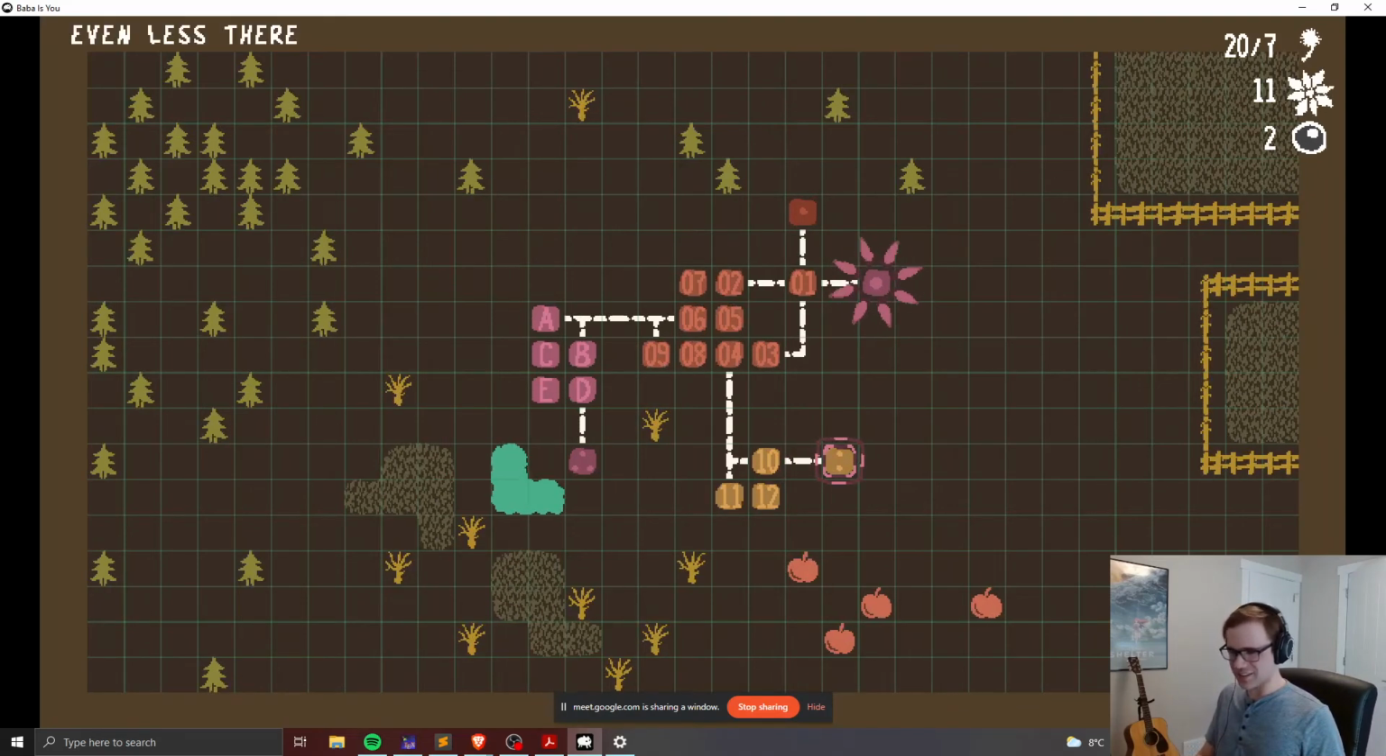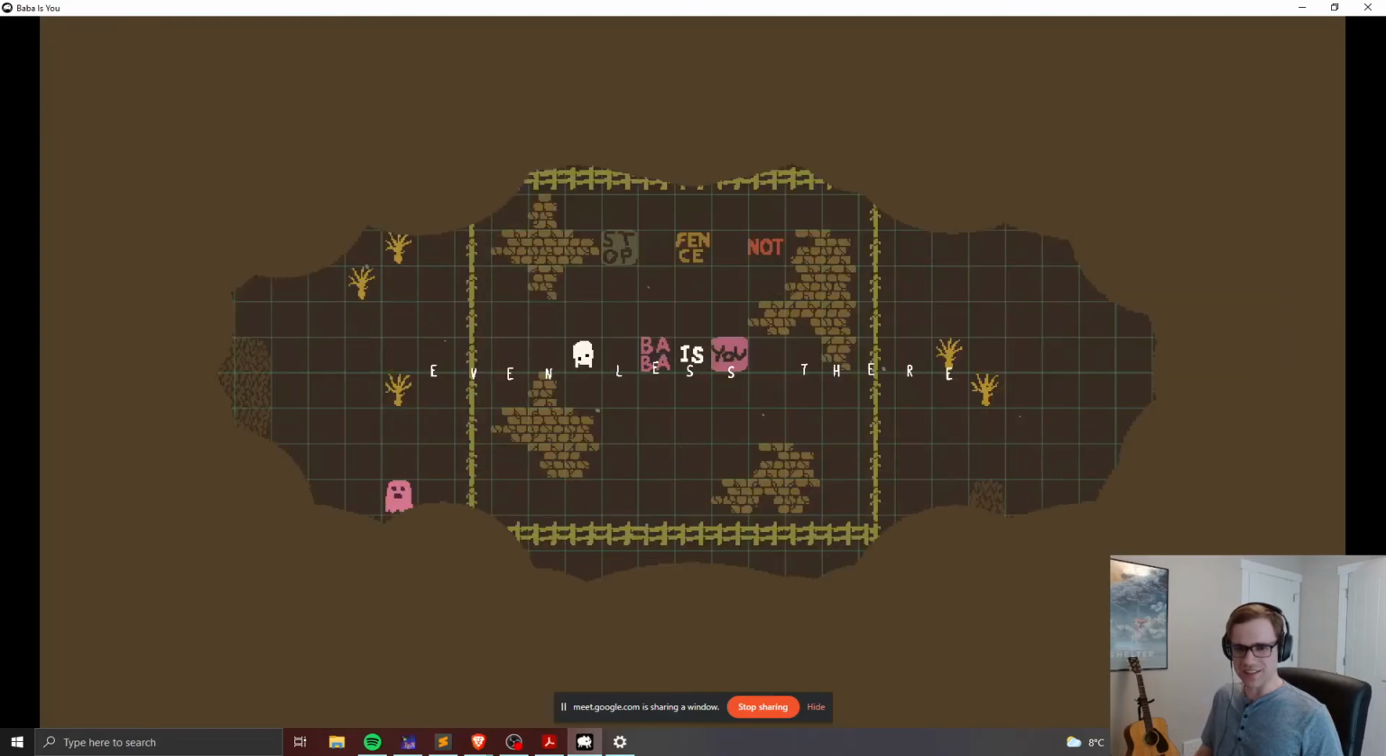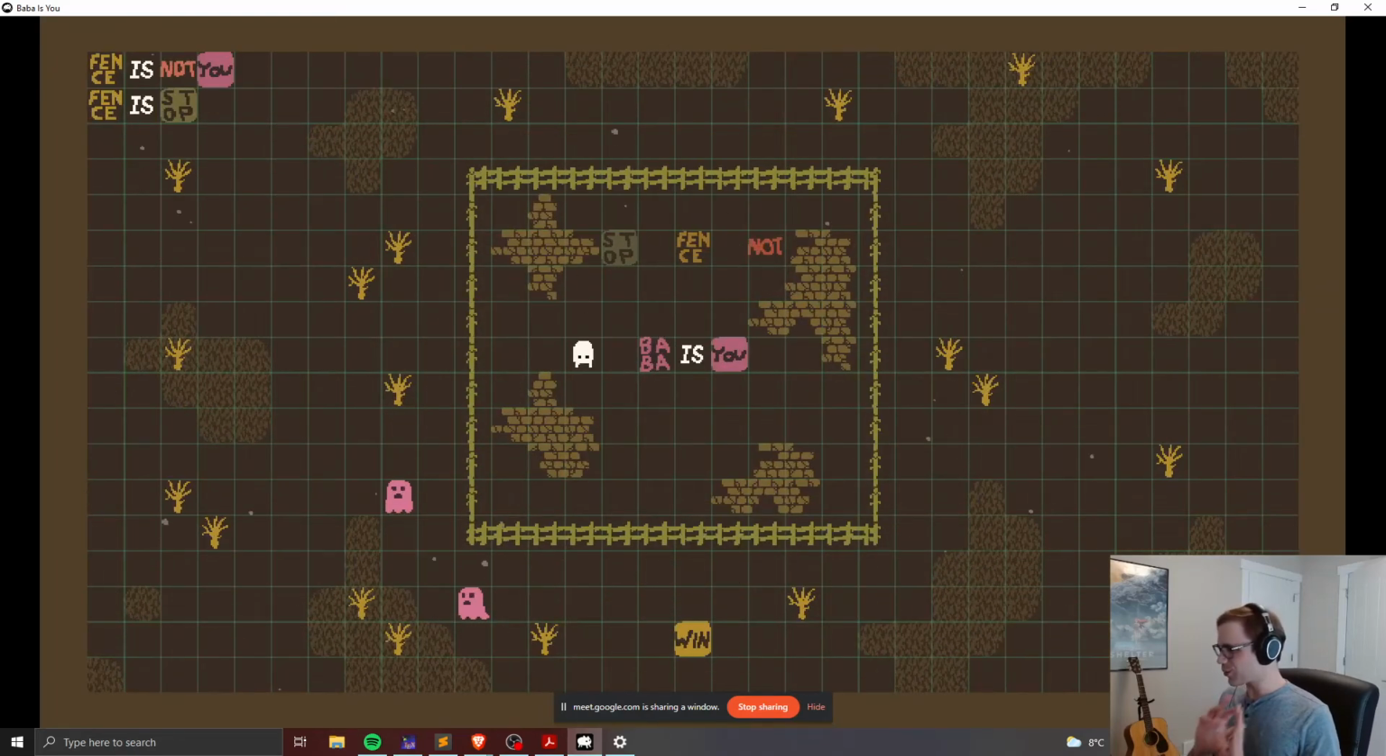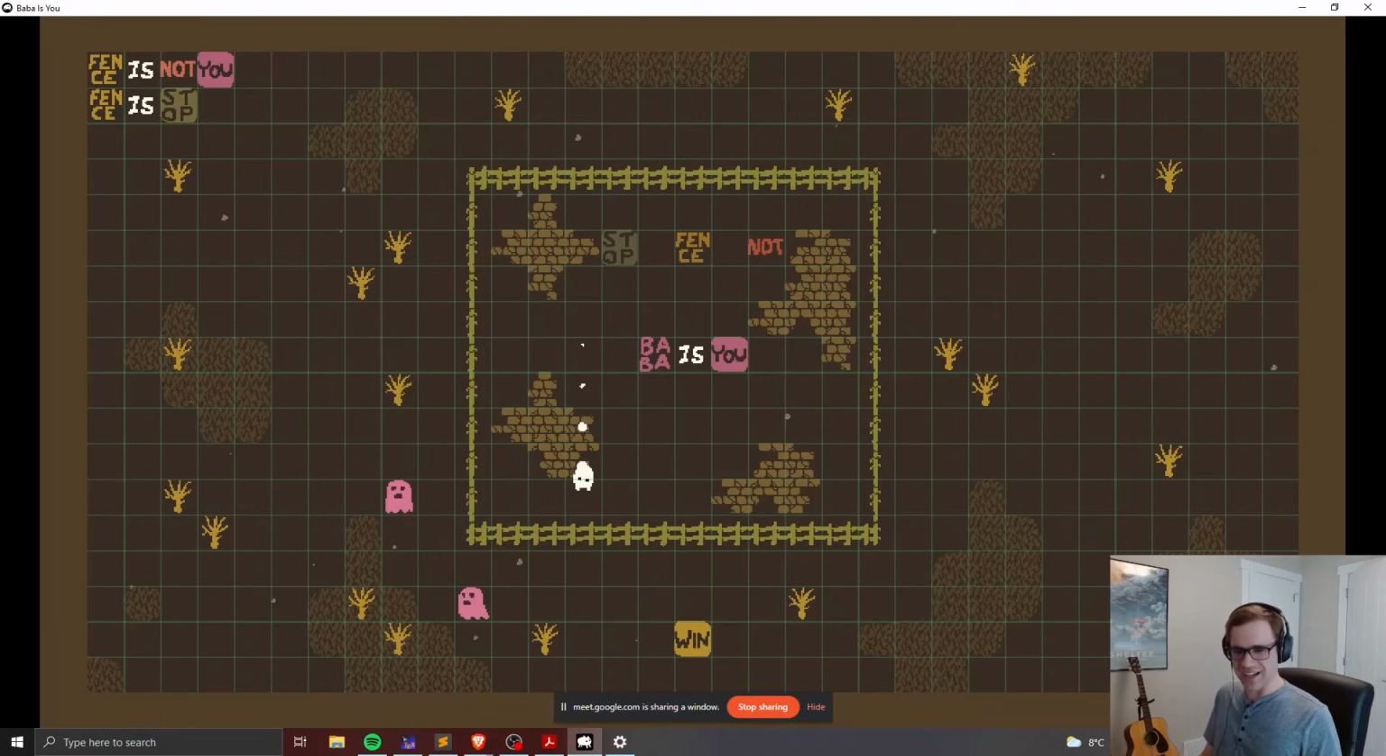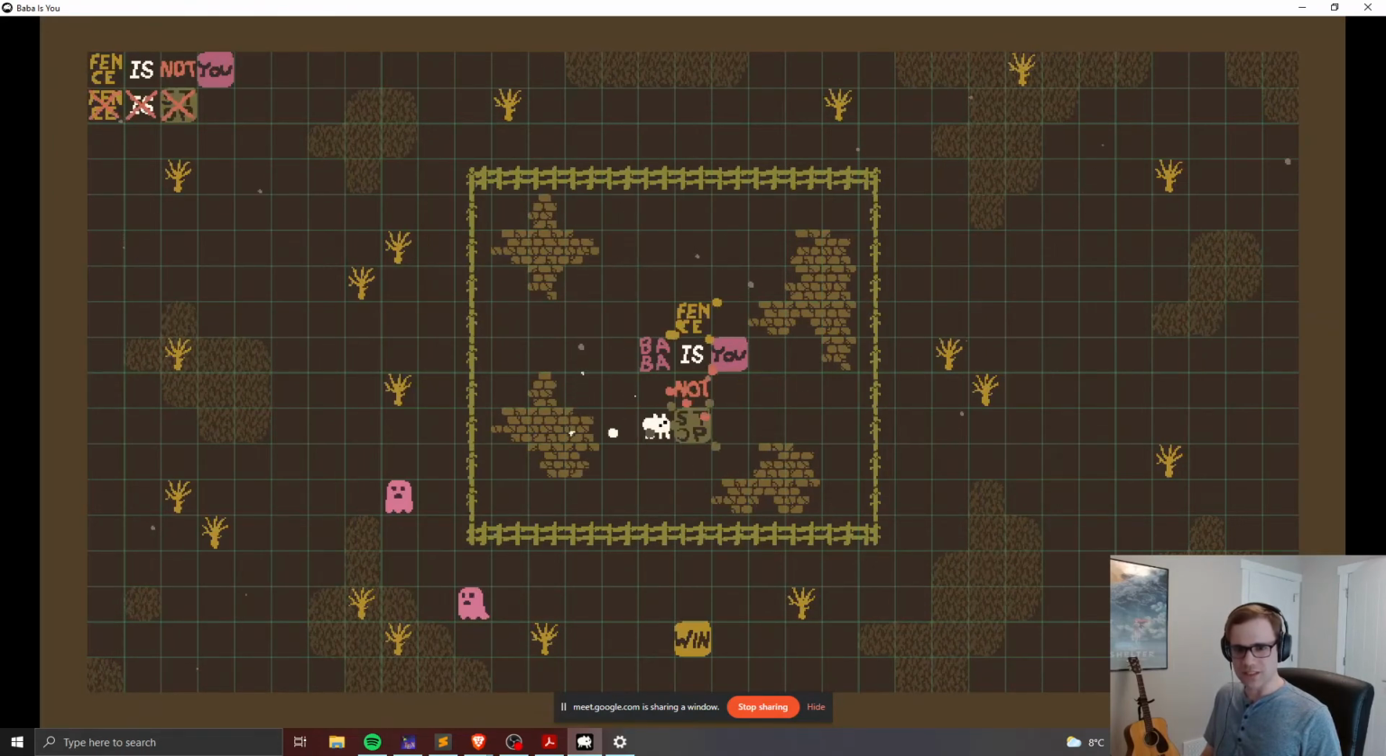Now, this next one extends upon the idea, but it just made one really small change. All that it did was remove the word is. So previously I had the is win down here, and now I just don't have the word is. And I claim that this makes for a much, much more interesting puzzle, because I'm going to start the same exact way. I'm going to make fence is not stop.